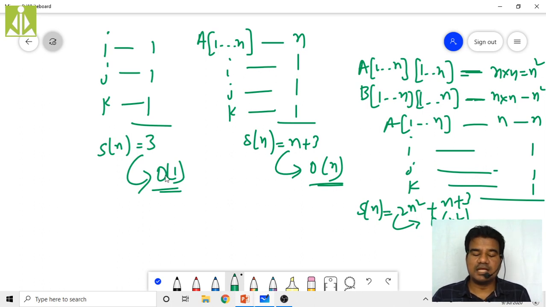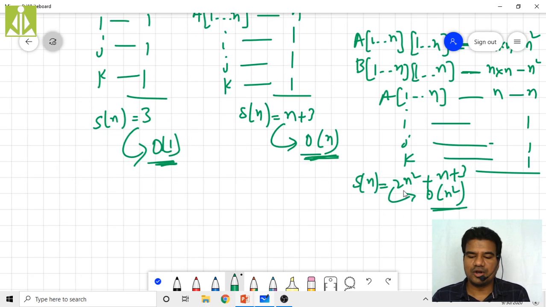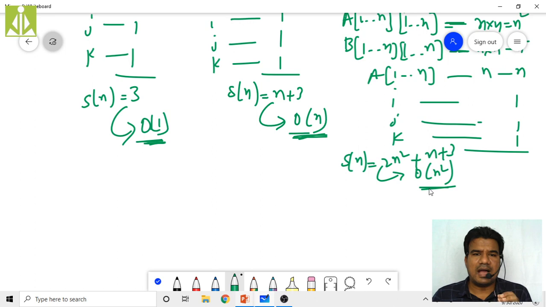These we have seen. If you use only normal variables, our space function will become order of 1. If you use a one-dimensional array in your algorithm, then your space function will become order of n. And if you use a two-dimensional array with rows and columns, then your space function will become order of n square. The highest possibility is that we use only two-dimensional arrays in our algorithm.